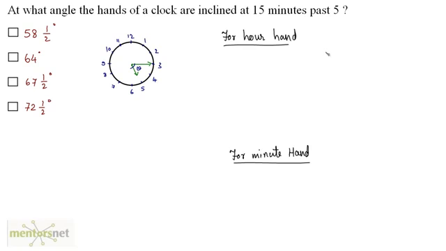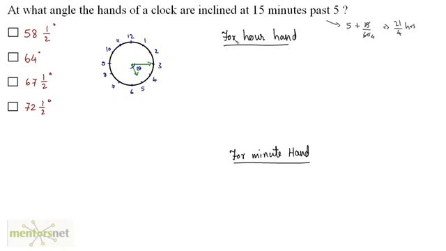Well, let us first calculate how much is 15 minutes past 5. So 15 minutes past 5 can be written as 5 hours plus 15 by 60, isn't it? And 15 times 4 is 60. So 5 times 4 is 20 plus 1 is 21. So this is 21 by 4 hours.